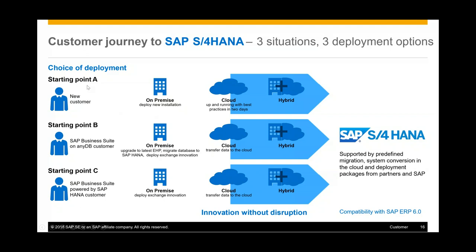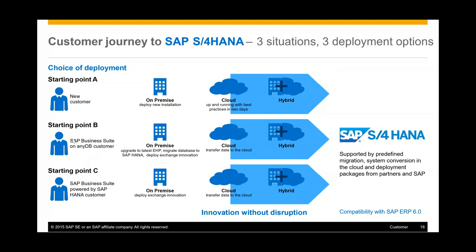What is the choice of deployment? You have three scenarios. We have a new customer, and if you're a new customer, you can go to on-premises, deploy a new installation, wonderful. Then you have a starting point B, you have SAP Business Suite on any database, on any DB customer. You're a new customer, you don't have SAP at all. Then you have choice one, choice two, choice three.